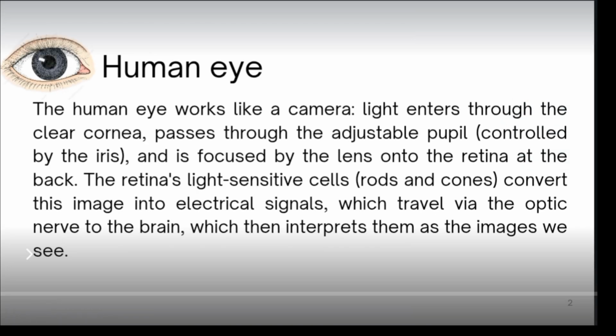Light enters through the clear cornea, passes through the adjustable pupil controlled by the iris, and is focused by the lens onto the retina at the back. The retina's light-sensitive cells, rods and cones, convert this image into electrical signals, which travel via the optic nerve to the brain, which then interprets them as the images we see.